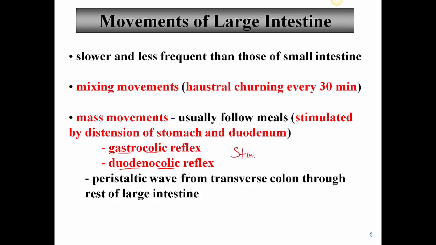Therefore, both of these reflexes are stimulatory type reflexes. And what these will do is they'll aid movement in the large intestine, and these are called mass movements. When a mass movement occurs, we have a peristaltic wave that passes through the transverse colon, through the rest of the large intestine, and will typically begin moving material into the rectum and begin stretching the rectum, and then that will initiate the parasympathetic defecation reflex.